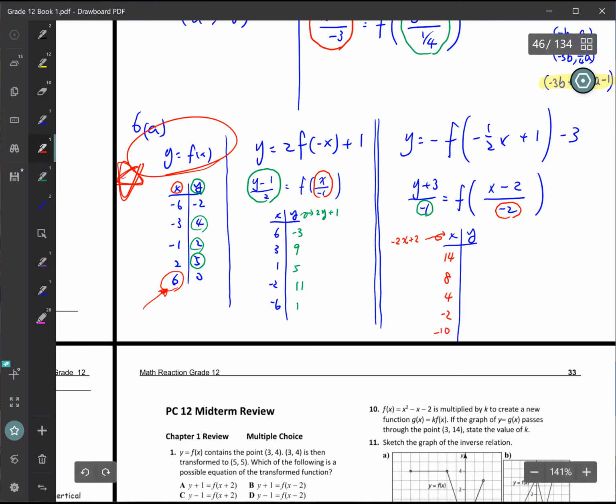All right, now the y part. The y, we have a reflection, right? So we need to times the -1, so we can write negative y, so I don't forget. And then we want to move down, right? Down 3, so subtract 3. All right?